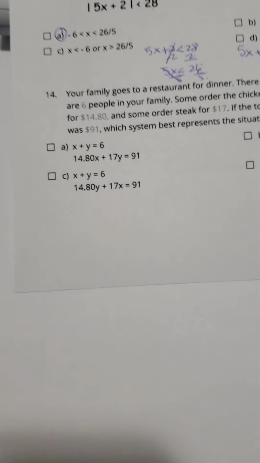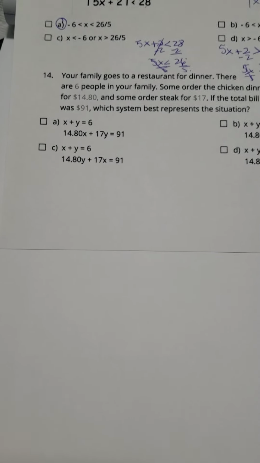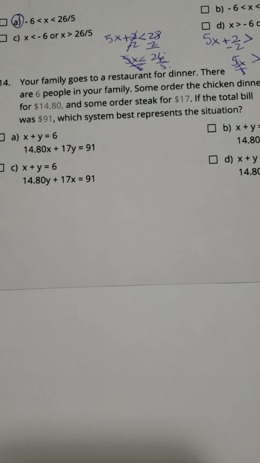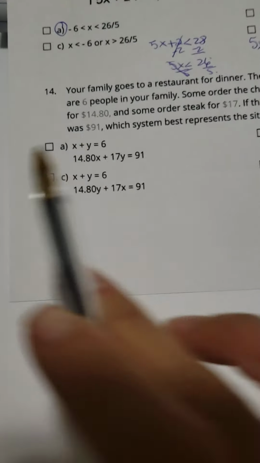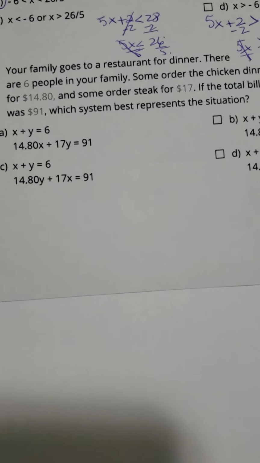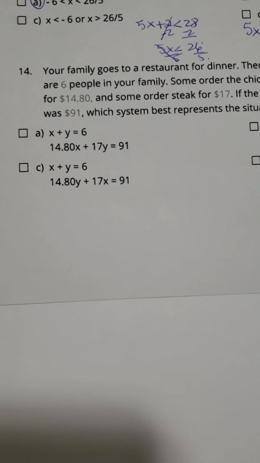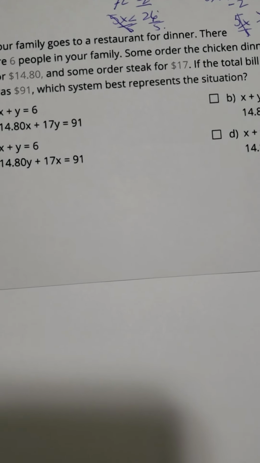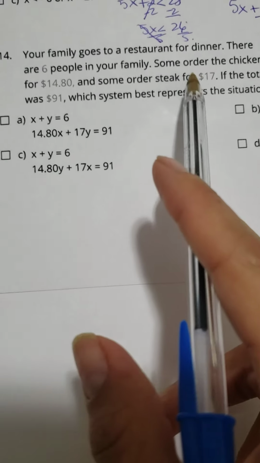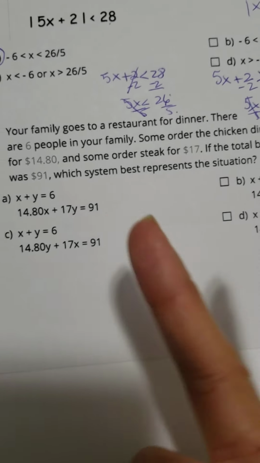All right. We haven't done word problems of systems. So if you read the problem, it gives us a story where 6 people are going out to dinner, and they're going to buy chicken dinner or steak dinner, and then they give you how much it's going to cost each, and then the total bill. So you need to understand that they're giving you 2 totals.